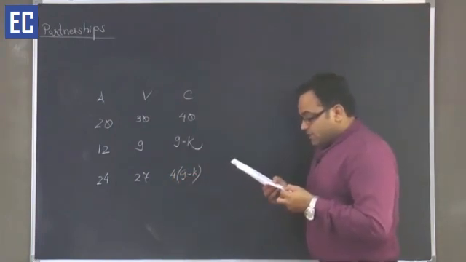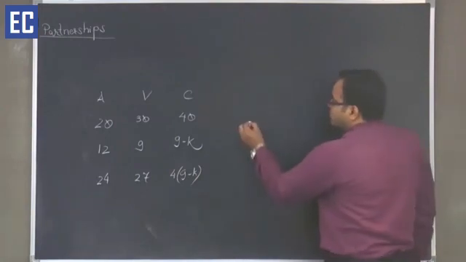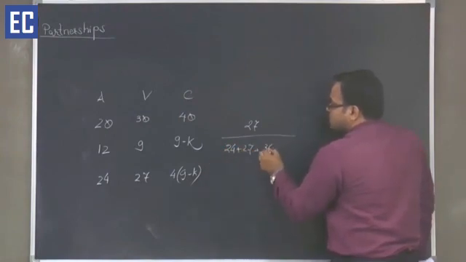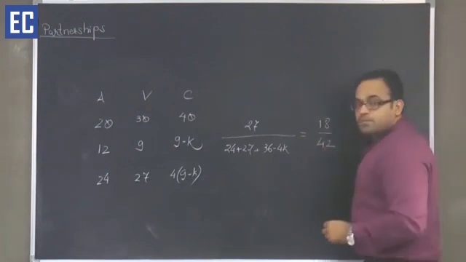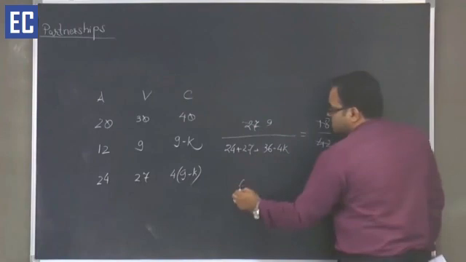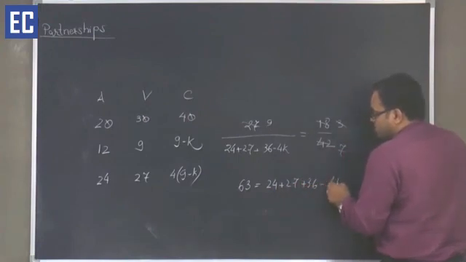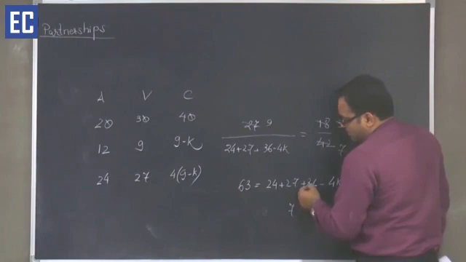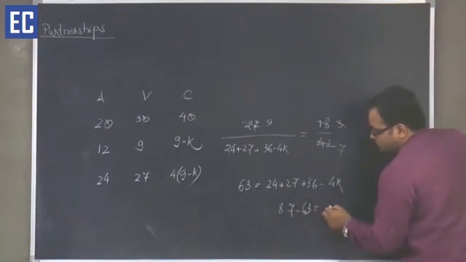Out of this, Vanita's share is 18,000 out of 42,000. If I look at it from here, the share of Vanita will be 27 divided by 24 plus 27 plus 9 4s are 36 minus 4K. This is equal to the share given as 18 upon 42. So this becomes 6 3s are 18, 6 7s are 42, 3 9s are 27, 9 7s are 63. So 63 is equal to 24 plus 27 plus 36 minus 4K. So from here I will get 24 plus 27 plus 36 is 87, minus 63 is equal to 24.